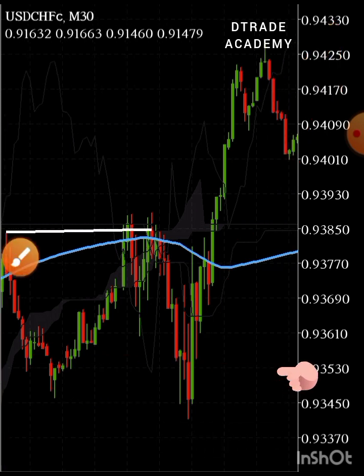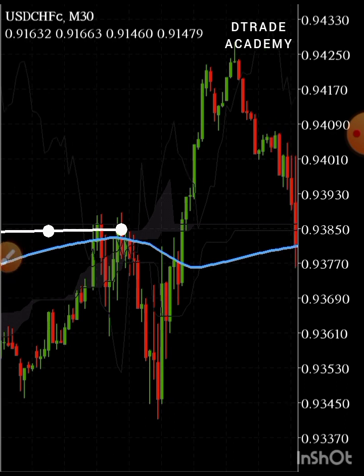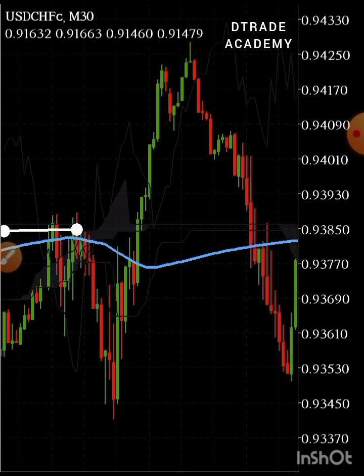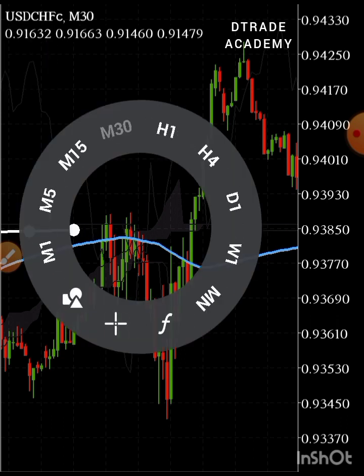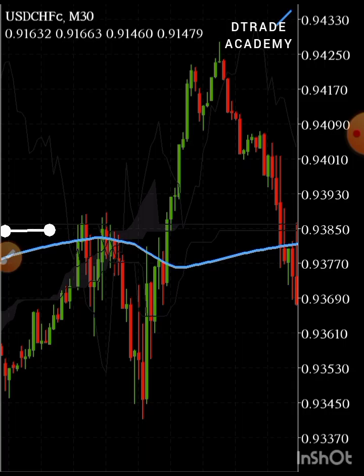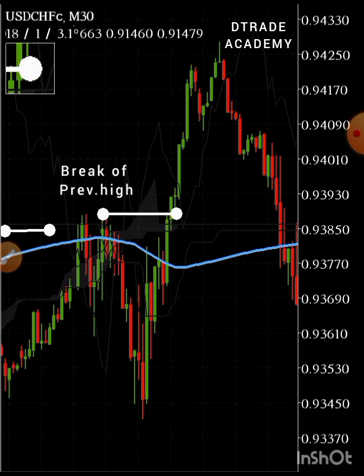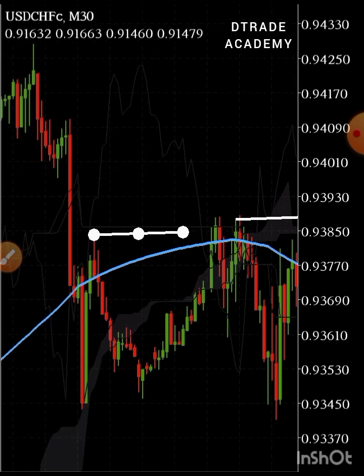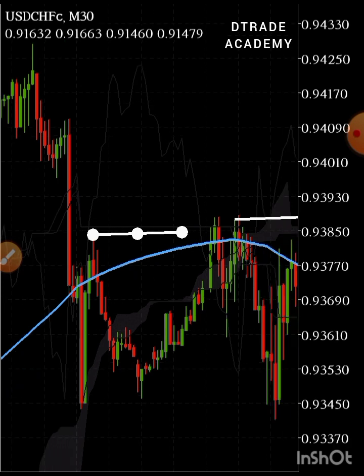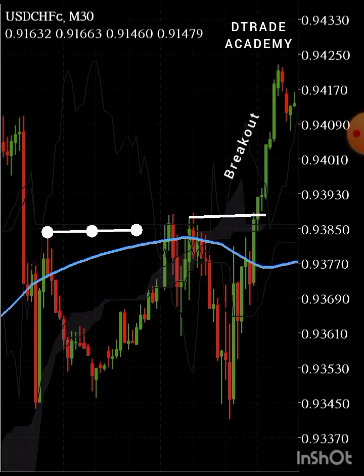Now let's mark out another break of structure. So here is another break of structure. This was a high, and I've marked it. This was our previous high. This area was a high on its own, then I marked that area. So price broke through. So where is our demand?